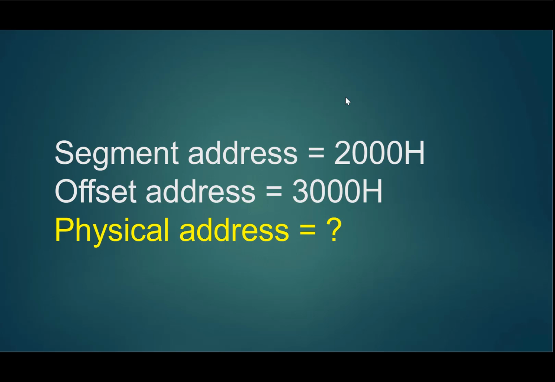So let us see an example. If the segment address is 2000 and the offset address is 3000, you need to calculate the physical address. You can just pause the video and calculate. So the answer is 23000. Simple as that. 2000 into 10 hex plus 3000 is 23000.